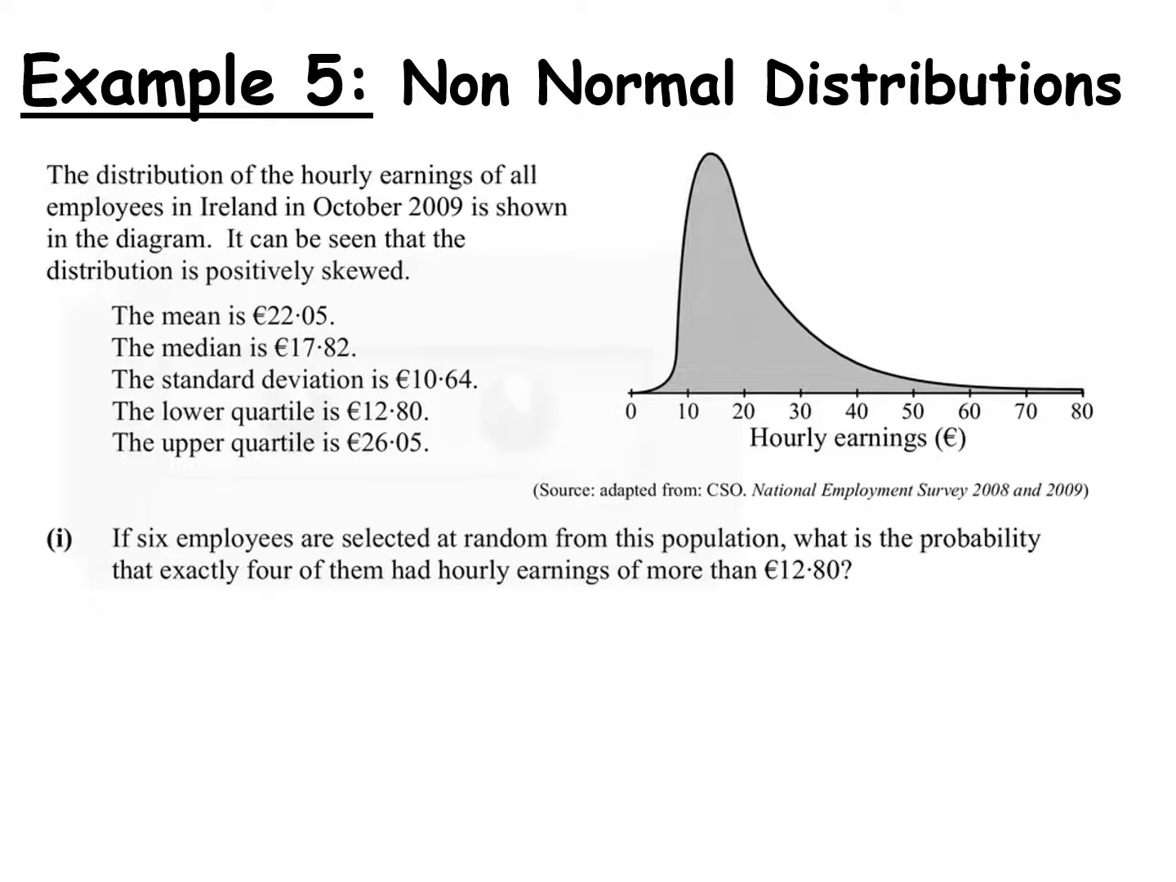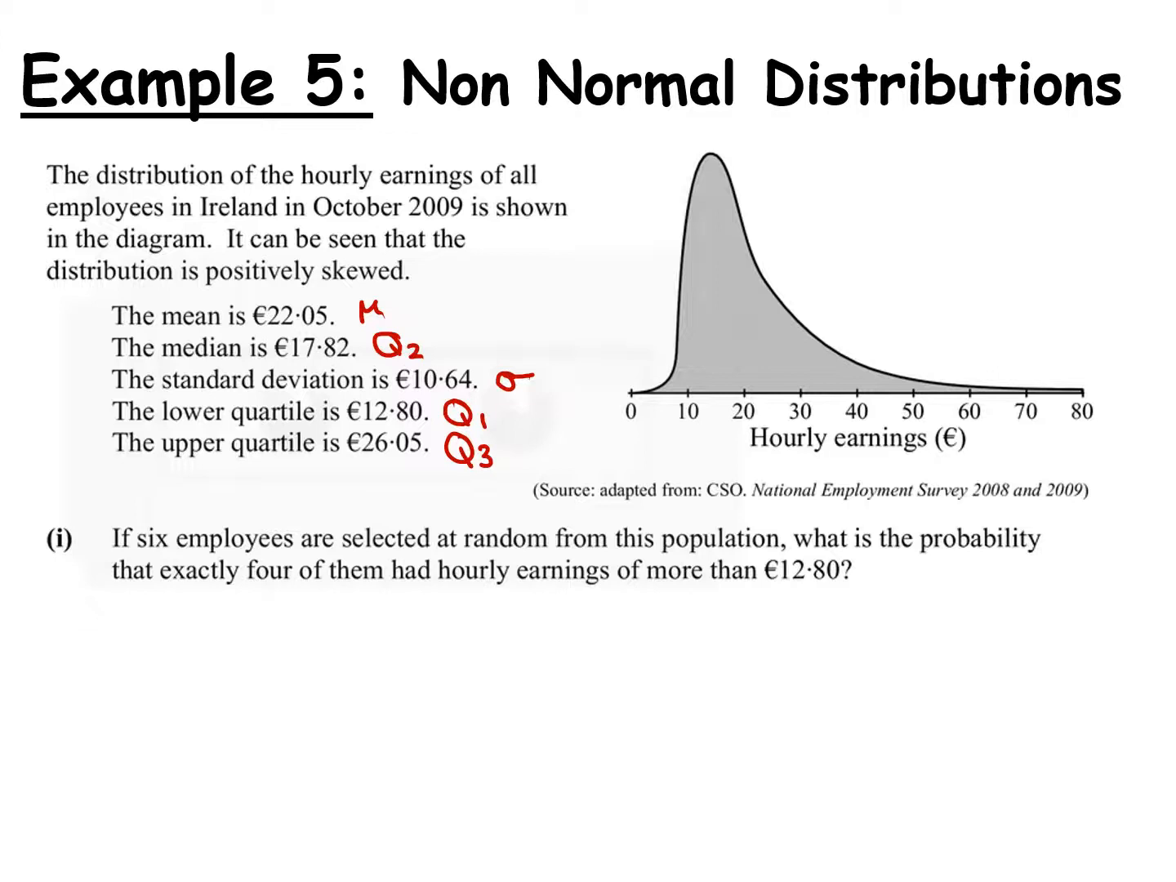So they've been very clear here that this is not a normal distribution. When you look at this, you should be able to very clearly see that it's skewed to the right, or positively skewed, and they actually told us that as well. So let's read through the question. The distribution of hourly earnings for all employees in Ireland in 2009 is shown in the diagram. It can be seen that the distribution is positively skewed, with mean mu equal to 22.05, median is 17.82, we don't have a symbol for that, standard deviation of 10.64, lower quartile, that's Q1, and upper quartile, that is Q3. Well, actually, we'll go with Q2 then for median.